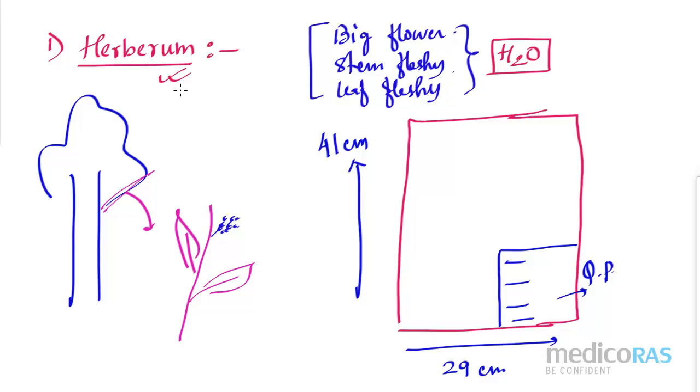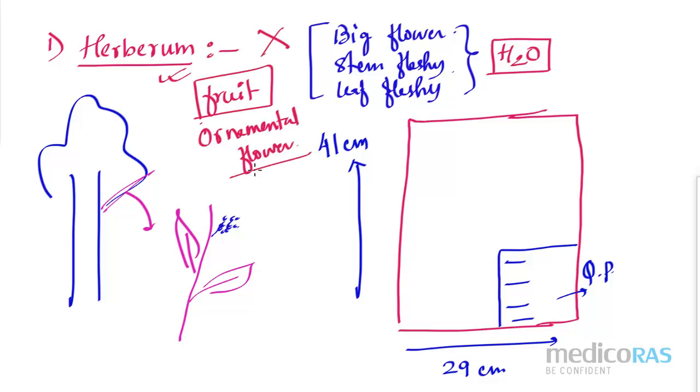Like we can't use fruit. Fruit you can never collect for herbarium. Don't collect fruit. Okay. Don't collect ornamental flowers. Okay. So please write this portion. Then we will discuss the next one.